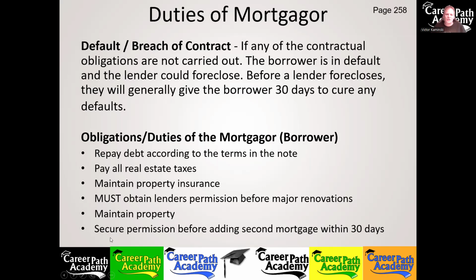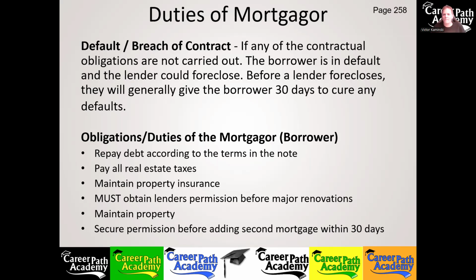But let's see, secure permission before adding a second mortgage within 30 days. Yeah, to ensure that the first lender gets the primary lien position. Because what determines the order in which liens are repaid in the event of foreclosure? Their priority. And what determines the priority of lien repayment? What determines the priority of the liens and who gets paid back first?